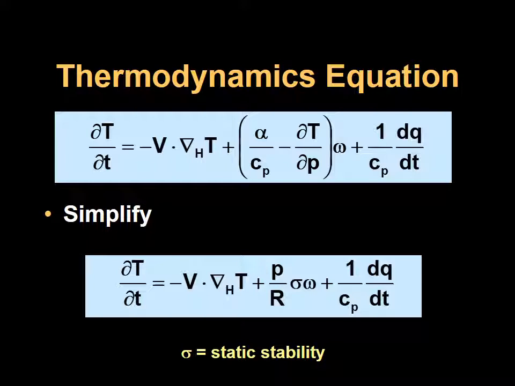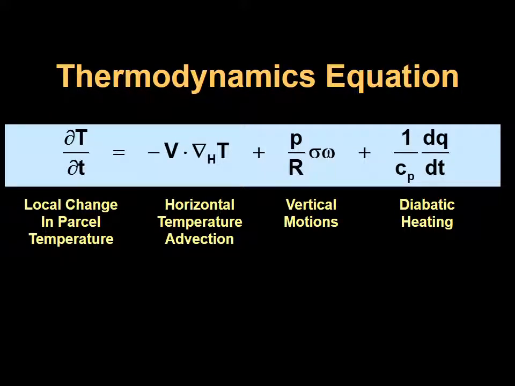And that sigma is something new. The P is pressure, the R is the gas constant. You guys remember that. But the sigma we're going to call static stability. That's something completely new. And static stability has to do with the stability of the atmosphere. So this is our new equation.